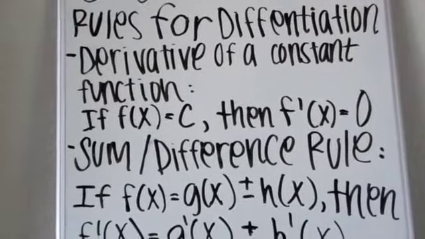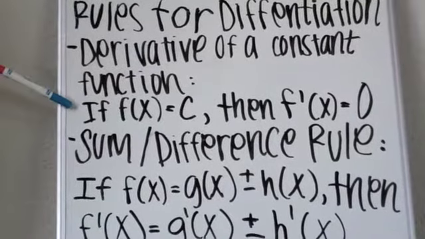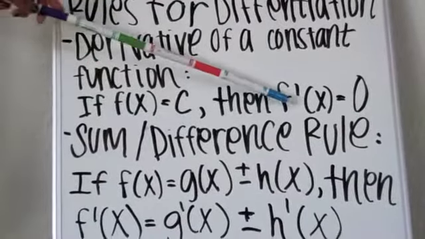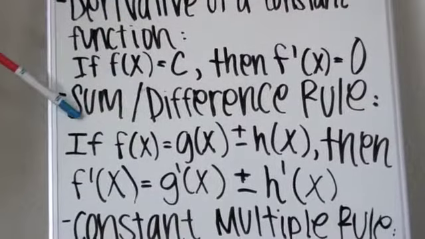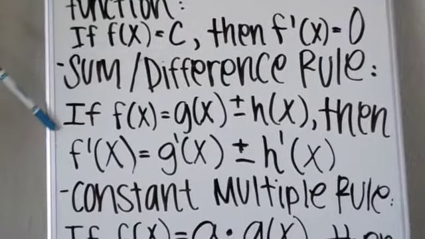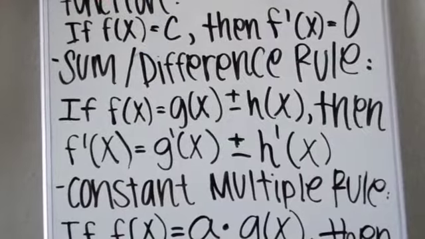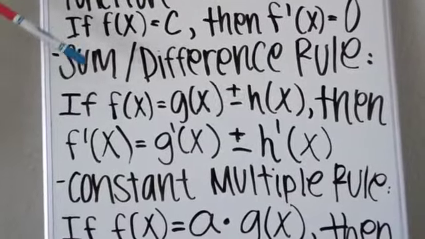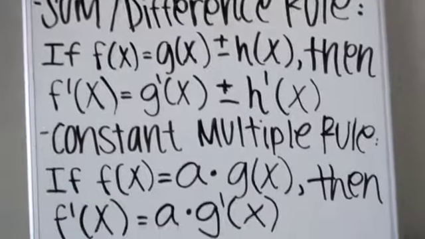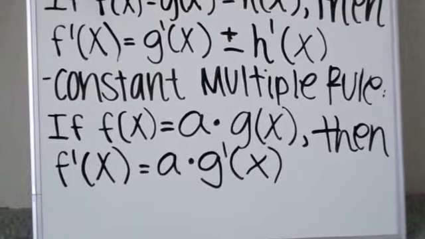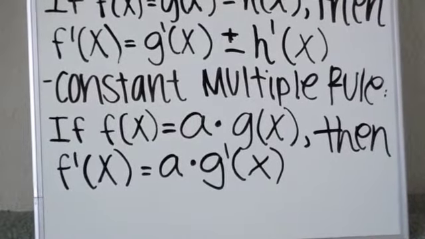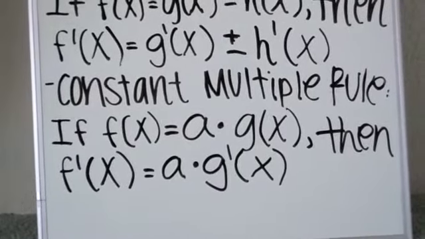Rules for differentiation. Derivative of a constant function. If f of x equals c, then f prime of x equals 0. The sum and difference rule. If f of x equals g of x plus or minus h of x, then f prime of x equals g prime of x plus or minus h prime of x. The constant multiple rule. If f of x equals a times g of x, then f prime of x equals a times g prime of x.